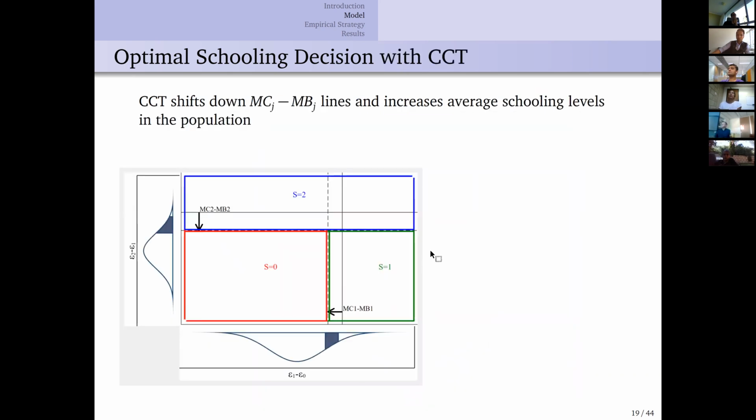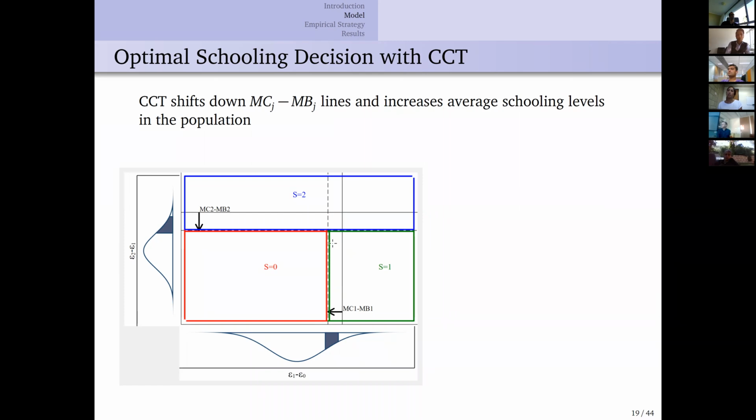And so obviously we're interested in how CCTs affect the schooling decision. So what does a CCT really do? Well, it shifts down or to the left these marginal cost minus marginal benefit lines, right? So you started off with this MC2 minus MB2, you shift it down. You started off with this vertical solid line, you shifted it to the left. And so now this changes who gets what years of schooling. And the people who change are going to be basically the people with the error terms in these shaded parts right here. These are the people who change their levels of schooling.